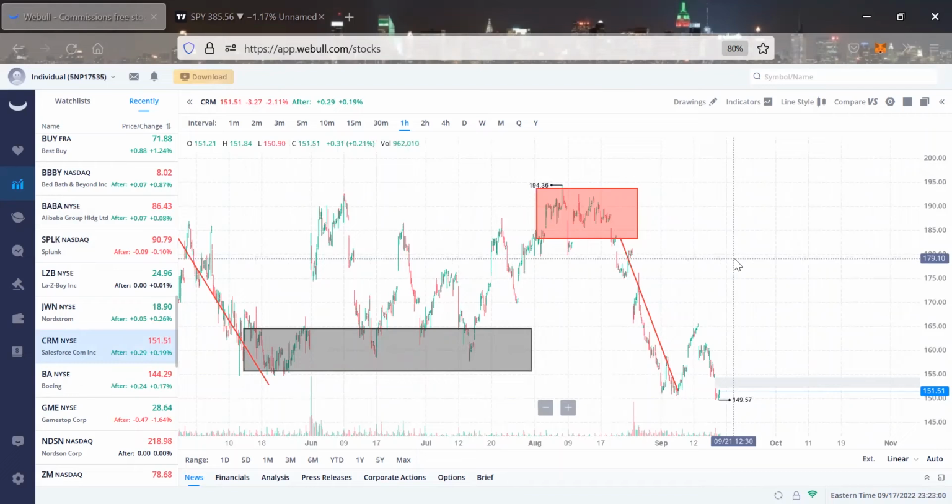Stock Option Sniper here. Today, I want to go over imbalances and what's going on.